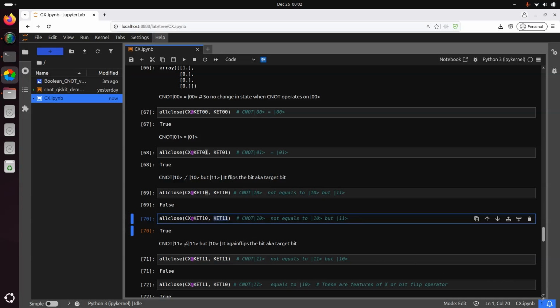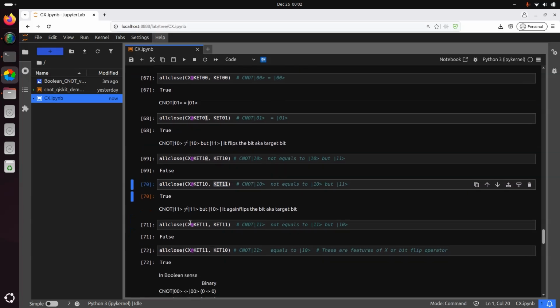And this last one is the CX gate being operated on 1, 1. That is, both the source qubit and the target qubit are in the excited state. I was expecting no change, but ended up with a different result. So this is the correct result, because the source qubit is in the excited state, it will flip the target qubit into the 0 state. Apparently this is true.